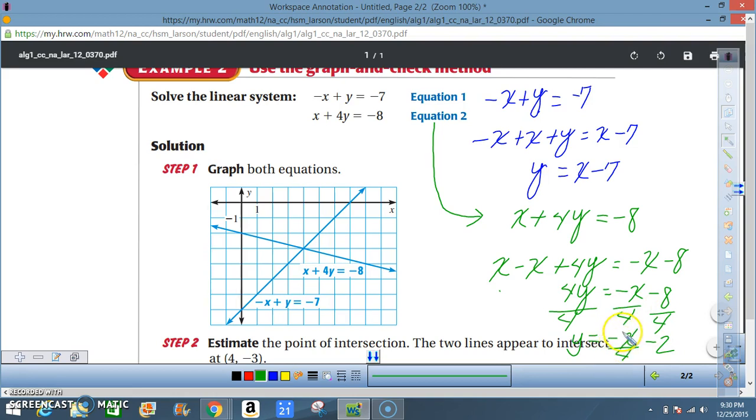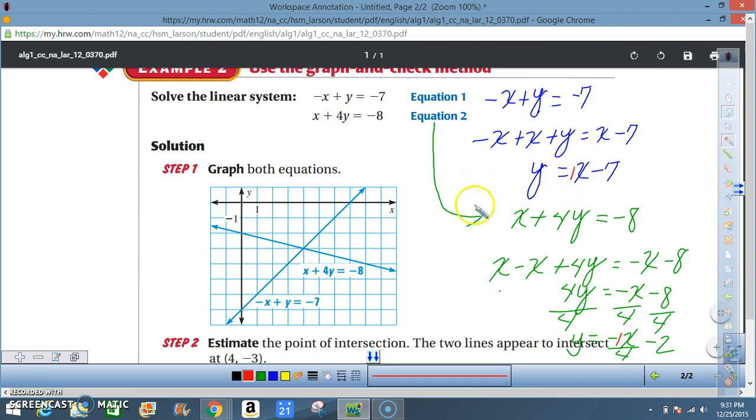Don't forget, there's a 1 sitting in front of the x that we don't see. Why is that? How many x's do you see? 1. So there's a 1 there implied. So now we're going to graph y is equal to x minus 7. My y-intercept is a negative 7, and my slope is 1, or simply 1 over 1.